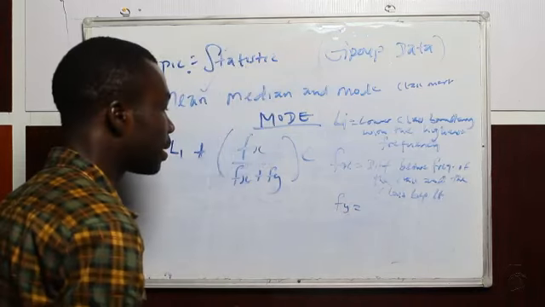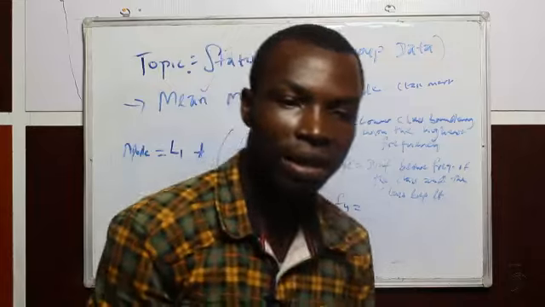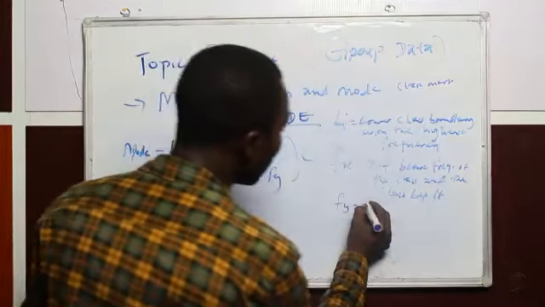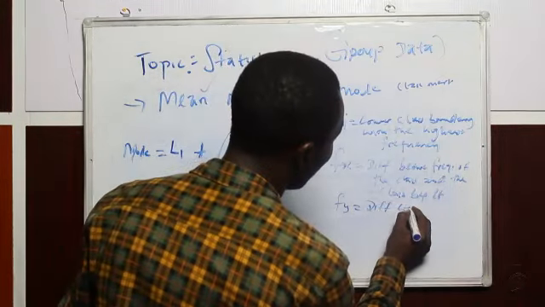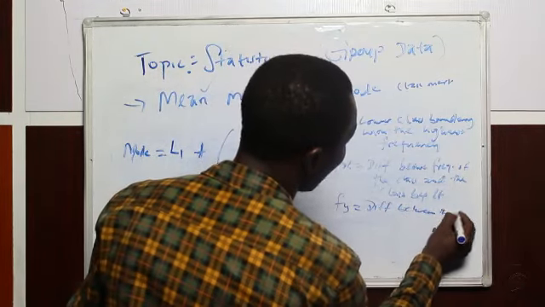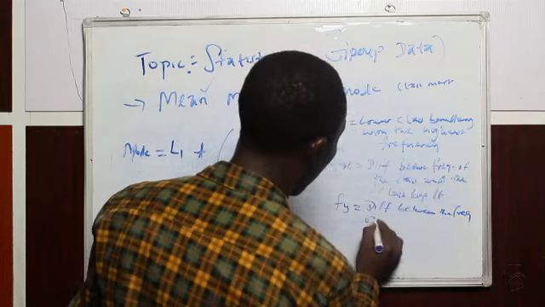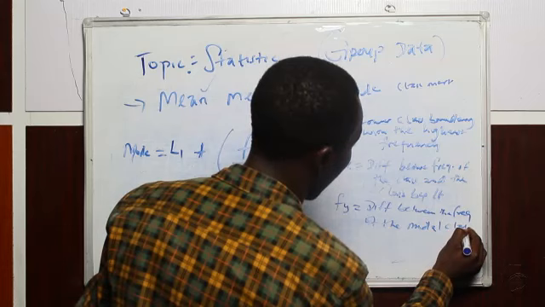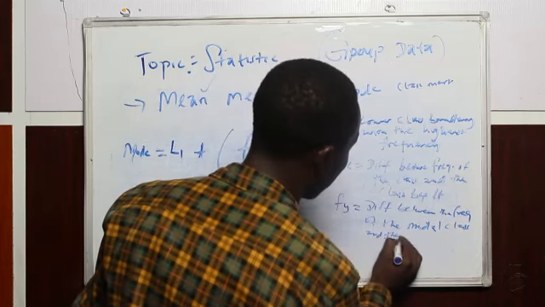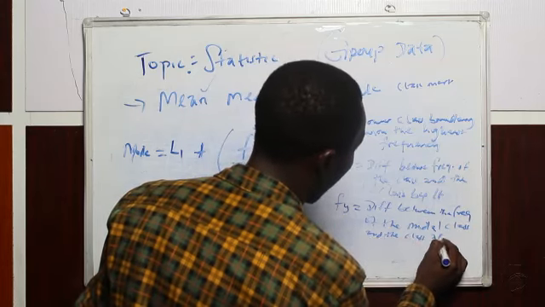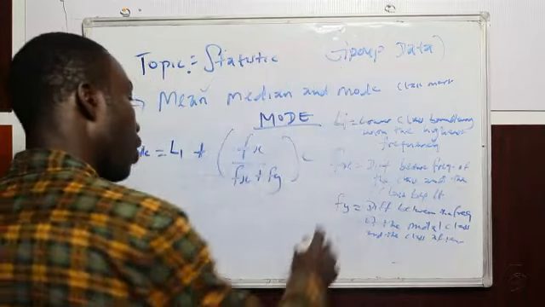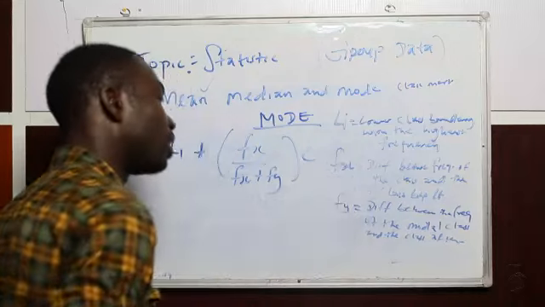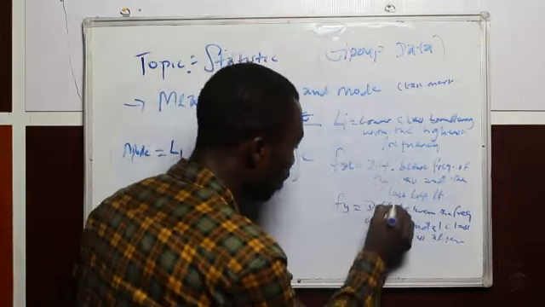Then, what about Fy? Fy is calculated to be the difference between the frequency of the modal class and the class after it. Now, Fy is the class after it. Fx is the class before it. That is the difference. You have to put the difference.